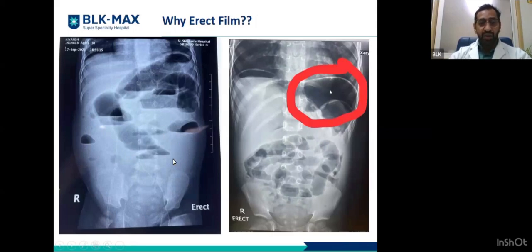And if you take this film in a supine position, you might not be able to see these air fluid levels, and you might miss the diagnosis. Similarly here, you can see there's a lot of free air under the diaphragm, which will only be seen if you take an erect film. So this is the relevance of the erect film when you are suspecting any surgical pathology in acute abdomen.